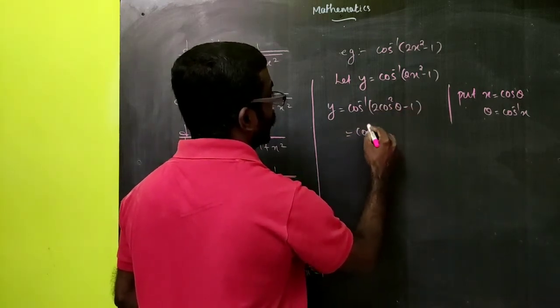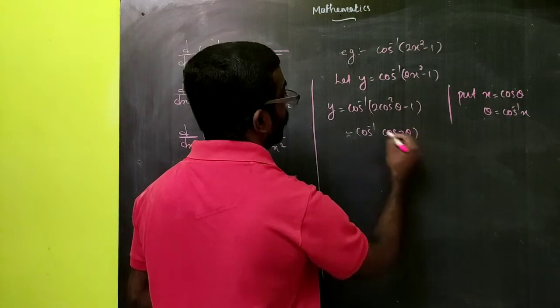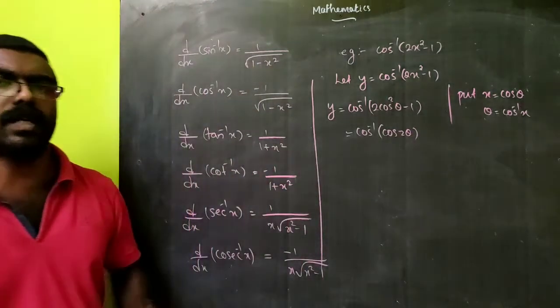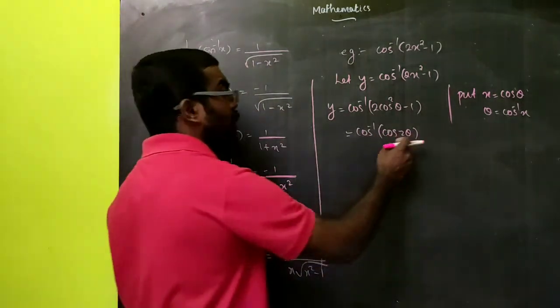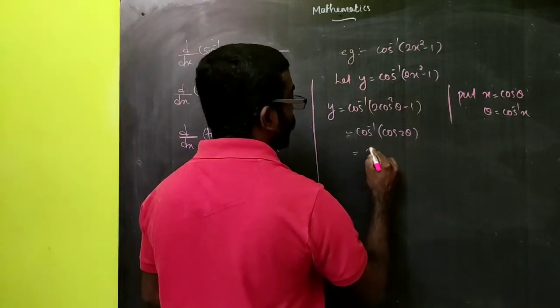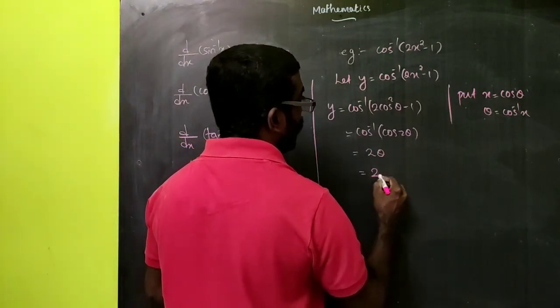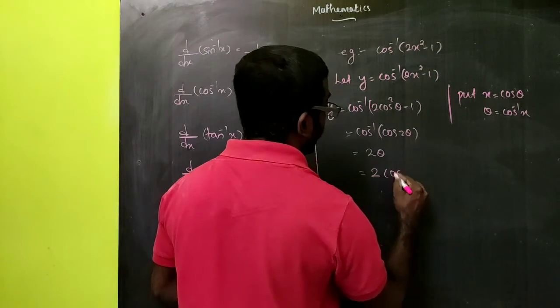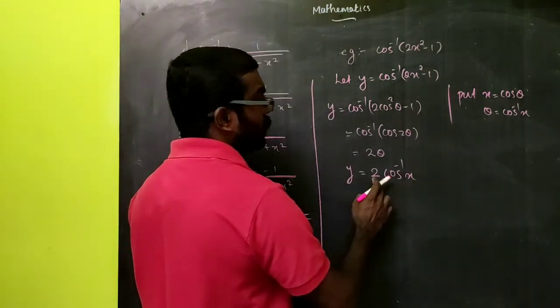That is cos inverse cos 2 theta. 2 cos square theta minus 1 is what? Cos 2 theta. And cos inverse cos 2 theta, cos inverse and cos being reverse operations, we get 2 theta. That is 2 into theta, where theta is cos inverse x. So y is equal to 2 cos inverse x.